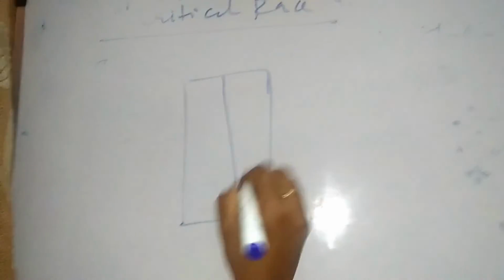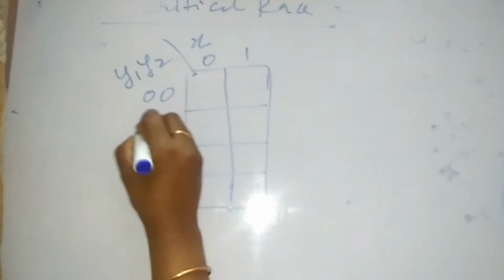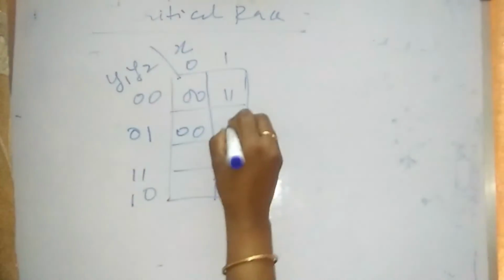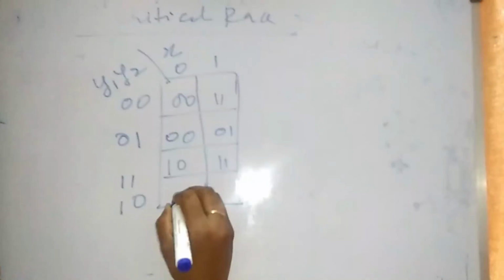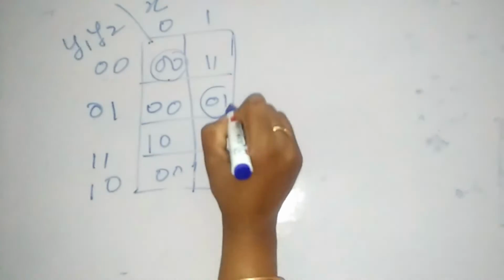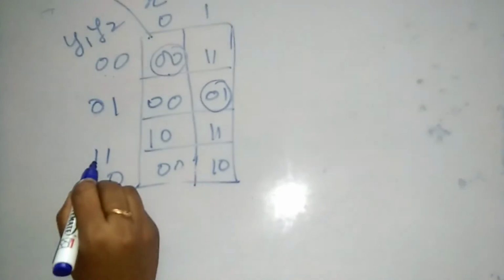Now consider this. Like the previous example, this one has present states y1 and y2, and inputs 0 and 1. So 0 0, 0 1, 1 1, 1 0. Let me consider 0 0, 1 1, 0 0, 0 1, and 1 0, 1 1, and 0 0, 1 0. Now let me check for the stable cases. Here the present state and the next state are the same. So for 0 1, my present state and my next state are the same, so I get a stable condition over here. Again the present state and the next state are the same, so I get a stable state over here, 1 0 and 1 0.